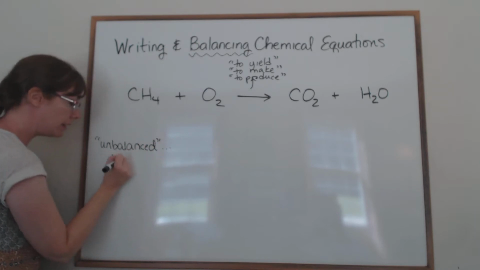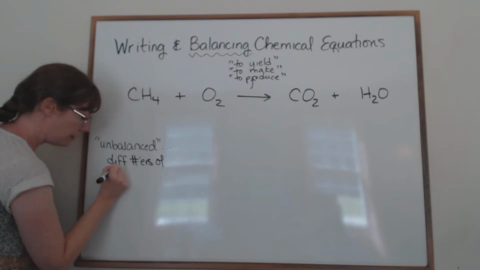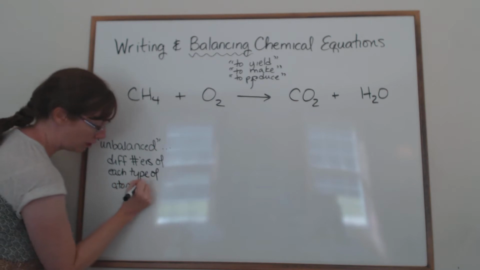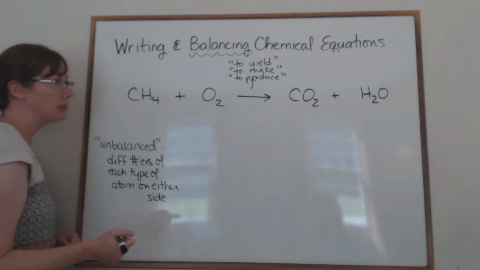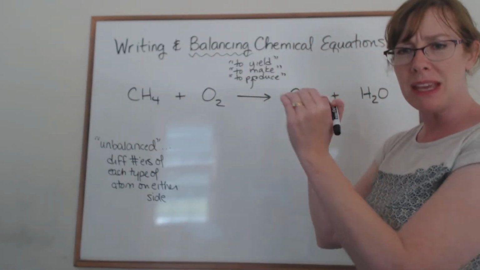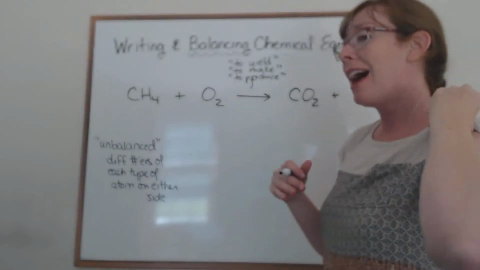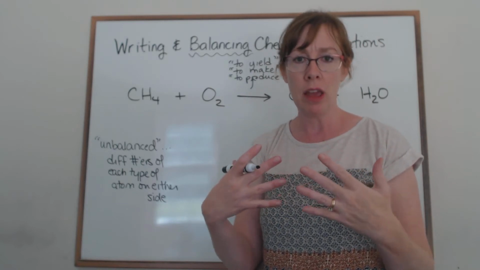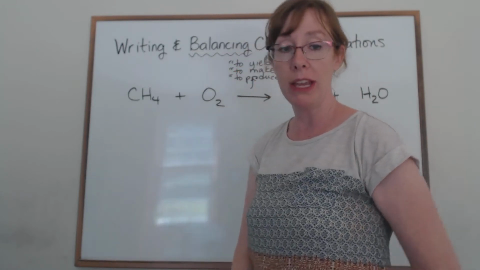When you have different numbers of each type of atom on either side, or at least one of the types of atoms on either side, it might be balanced in carbon, but we can see it's not balanced in hydrogen. So if something's off kilter, if the numbers don't match, it's not balanced. And that is a big deal because that violates the law of the conservation of matter, which means that doesn't actually happen. So what we have to do is balance this chemical equation.